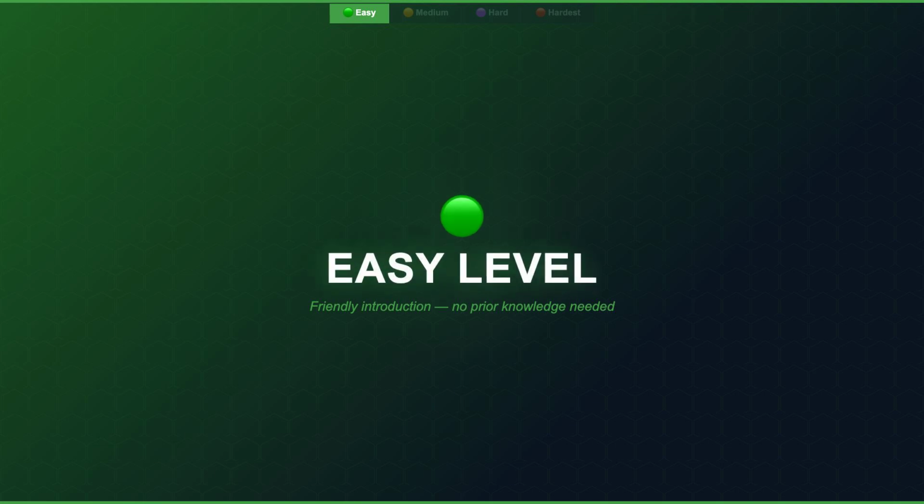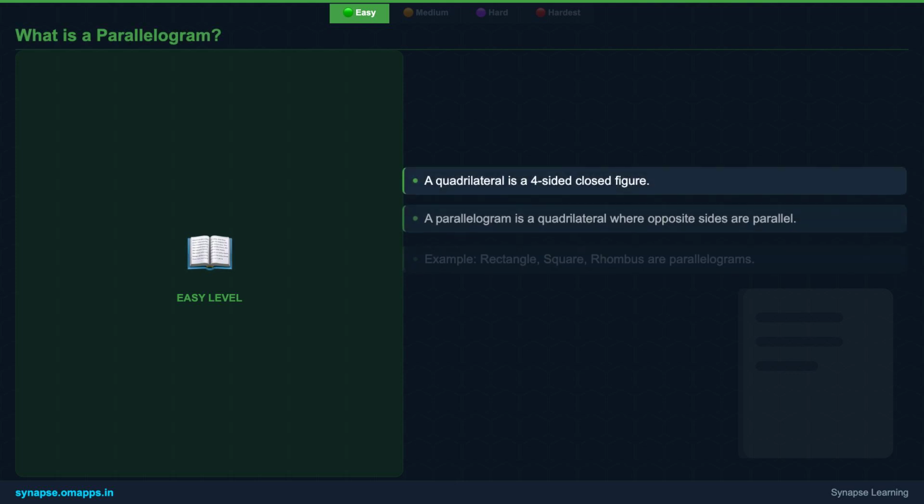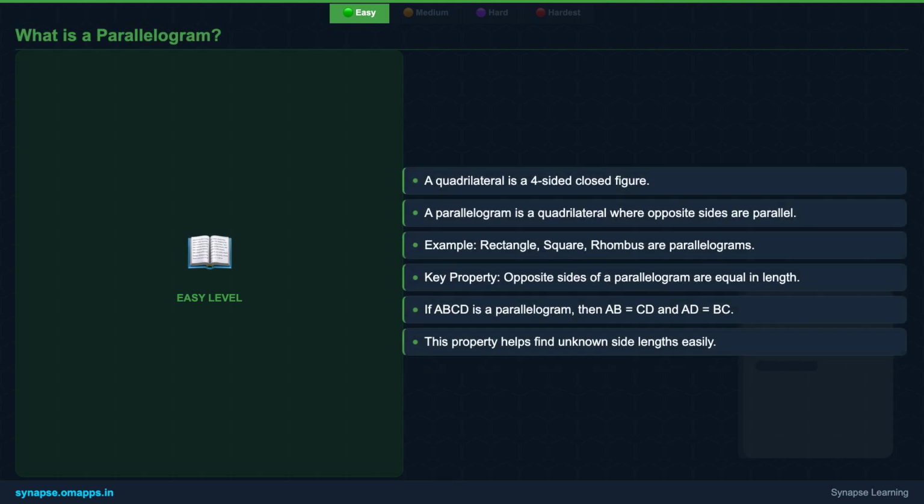Let's start with the basics. What exactly is a parallelogram, and what's the simplest truth about its sides? A quadrilateral is any closed shape with 4 sides. Now, imagine a special quadrilateral where the opposite sides are not just any lines, but they are perfectly parallel to each other. That, my friends, is a parallelogram. Think of a rectangle or a square. They're all types of parallelograms.